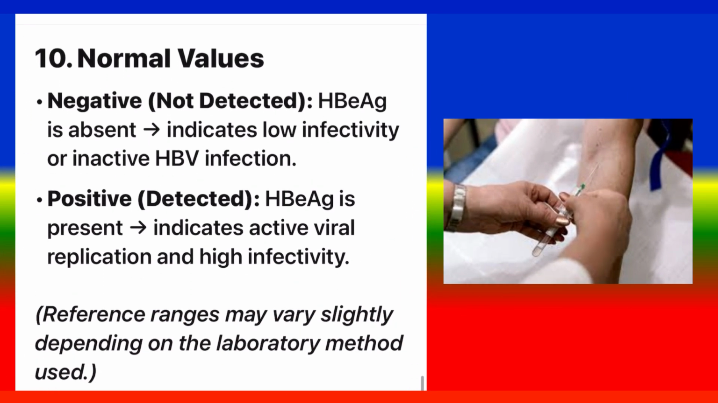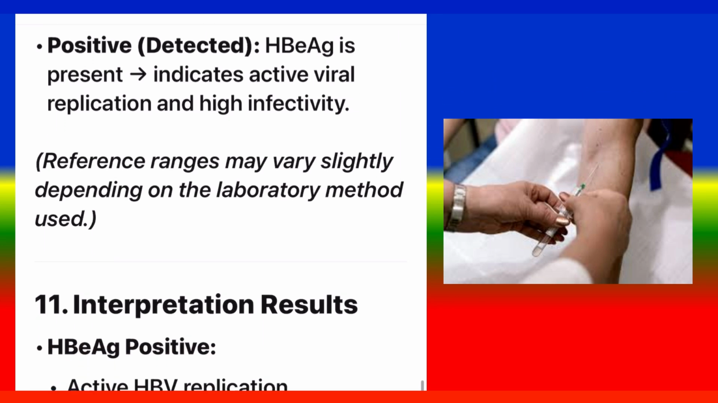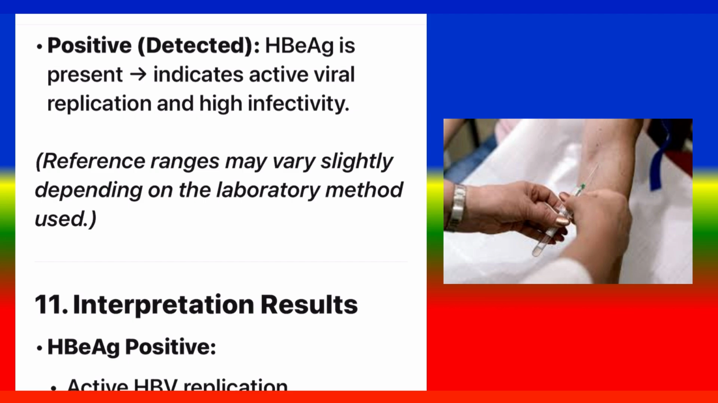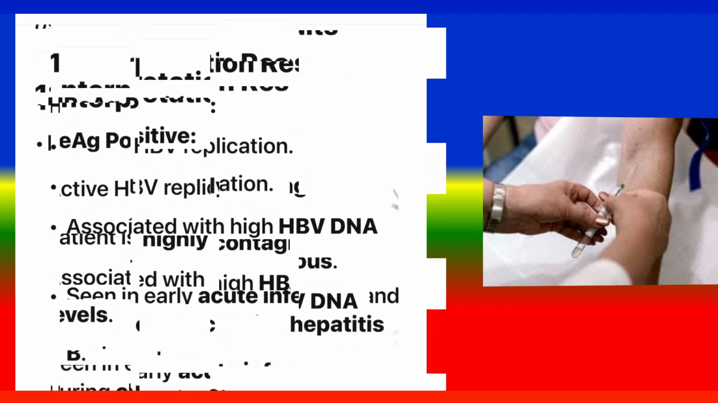Number 10. Normal values. Negative, not detected. HBeAg is absent, indicates low infectivity or inactive HBV infection. Positive, detected. HBeAg is present, indicates active viral replication and high infectivity. Reference ranges may vary slightly depending on the laboratory method used.